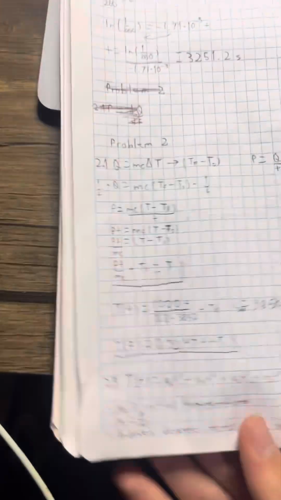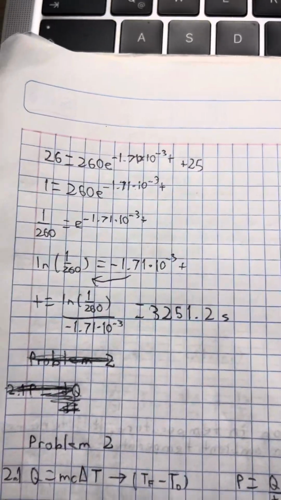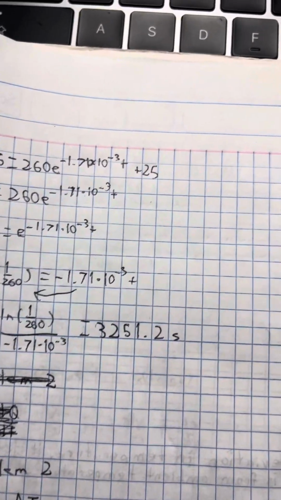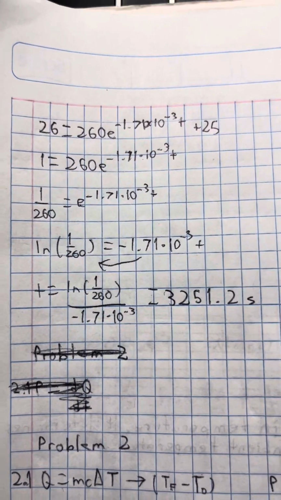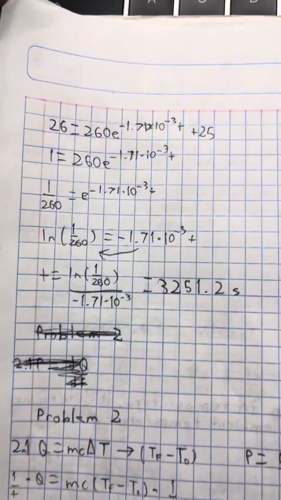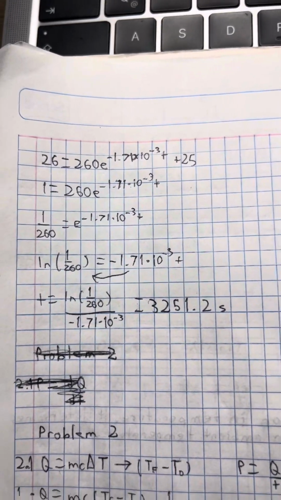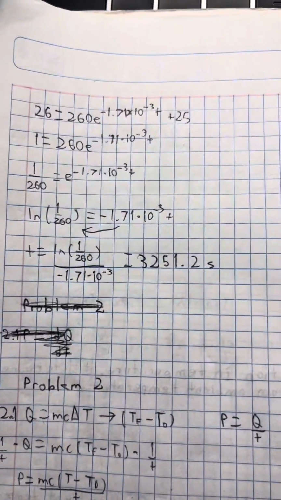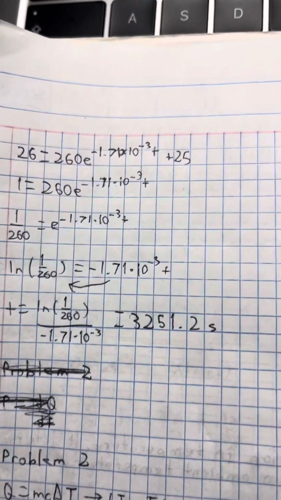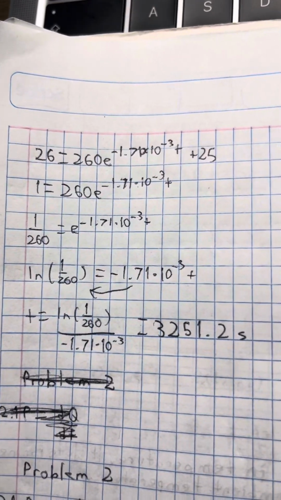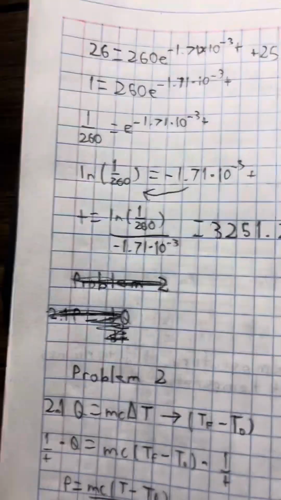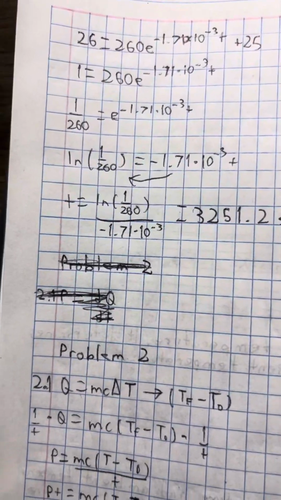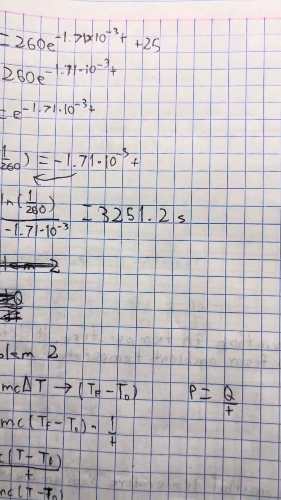To get the value of time when the rod cools down to 26 degrees, you have to replace the 26 in the value of T, and you have to clear out time by doing basically the same process you did to clear out K, but now with T. So you pass the 25 as a rest, then you divide this by 260, you get the natural logarithm so you can get rid of the e, and then you pass this as a division, and by doing this in your Casio calculator, you get 3251.2 seconds.